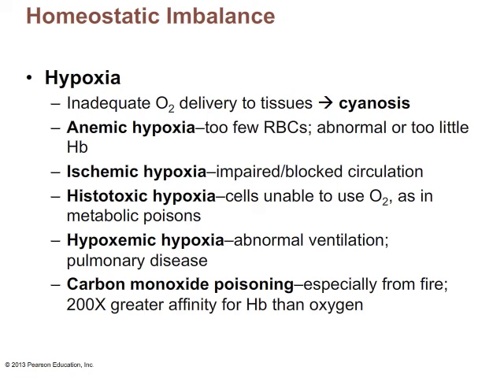For example, if we have somebody that has pulmonary disease and is not able to fully ventilate their alveoli, we may see reduced partial pressures of oxygen within their peripheral circulation, and this would be called hypoxemic hypoxia. The last type of hypoxia is caused by carbon monoxide poisoning.